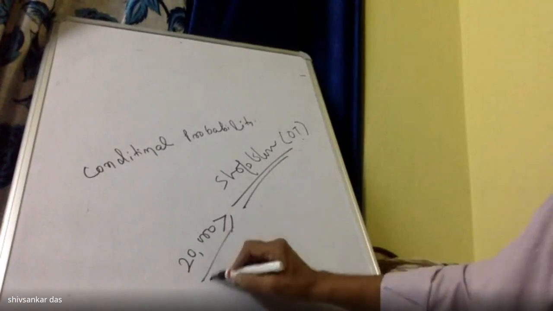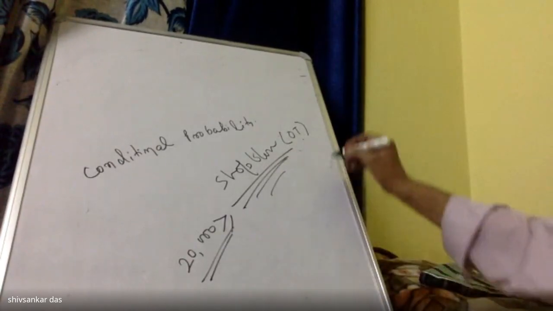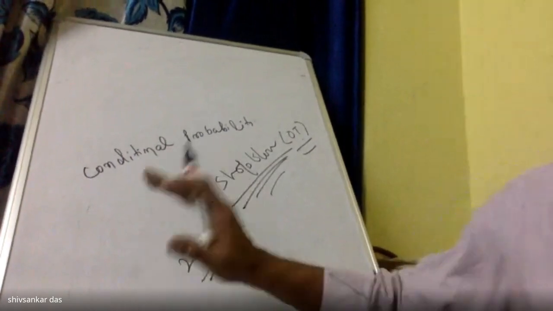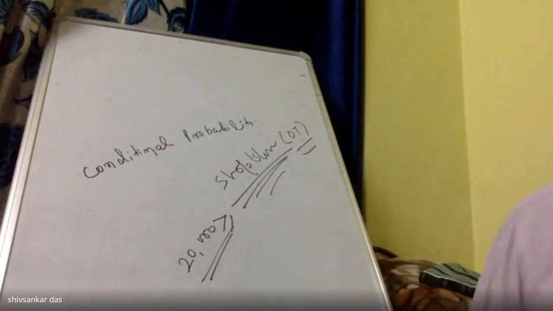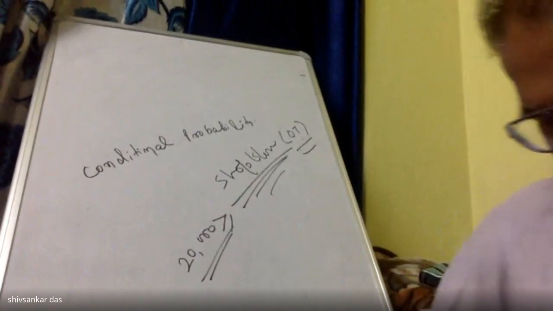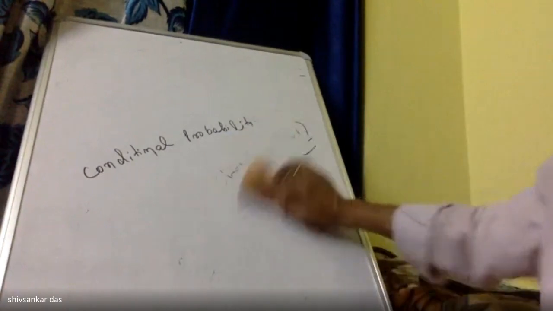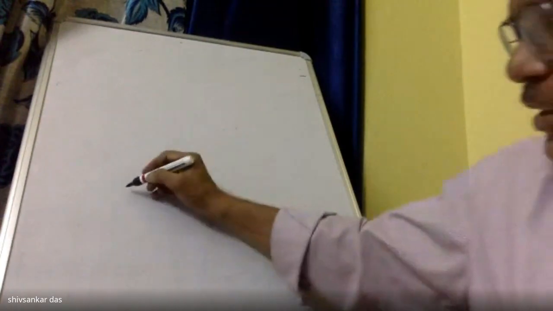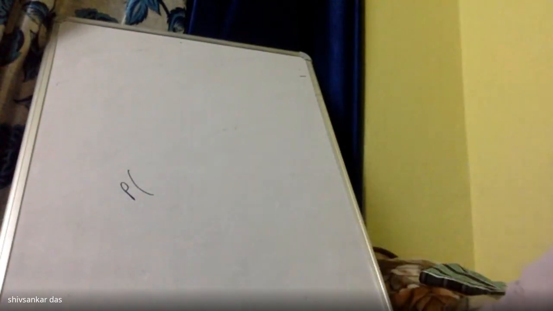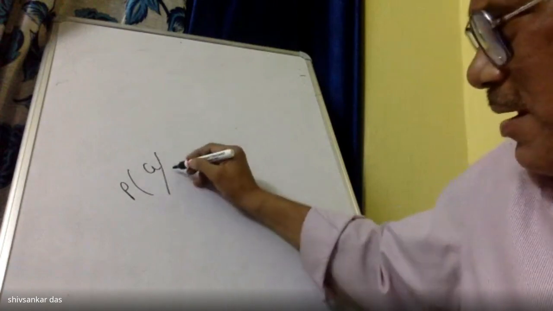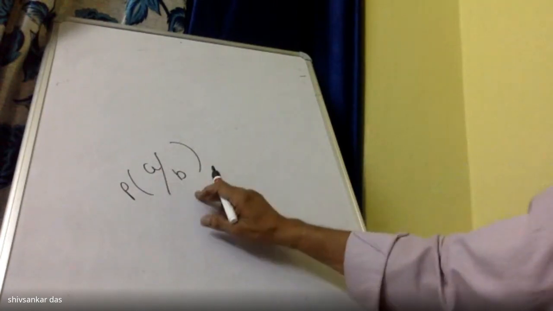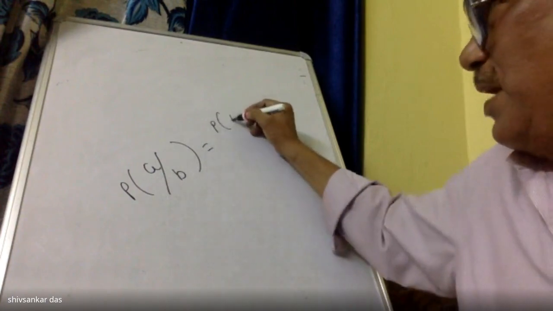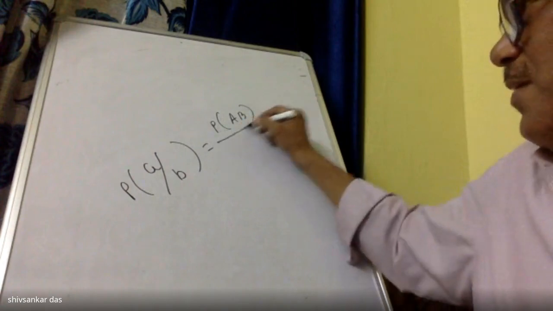First condition is 20,000 above. Second condition is shop floor. Third condition is OT, overtime. This is called conditional probability. How to find that? Formula is probability of A by B, A event by B event, but A by B is equal to probability of AB by probability of B.